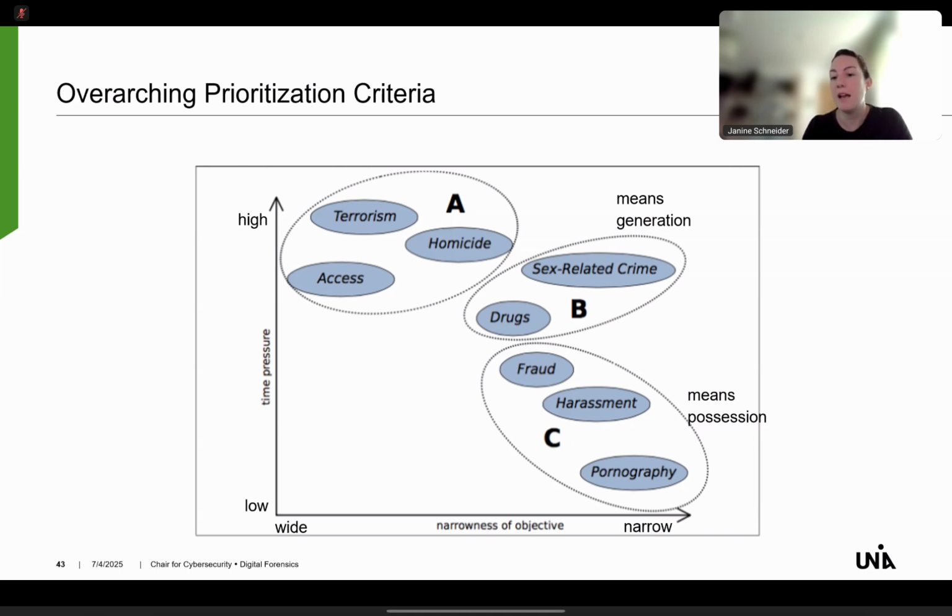But for high time pressure and narrow knowledge targets, sensible prioritization criteria can be possible. For example, with the sex-related crimes, it can be possible to come up with reasonable prioritization criteria.